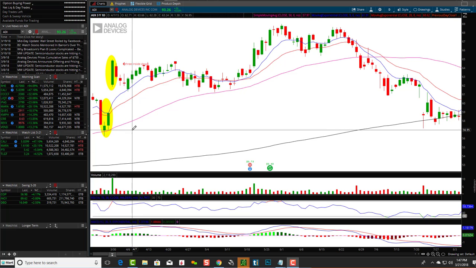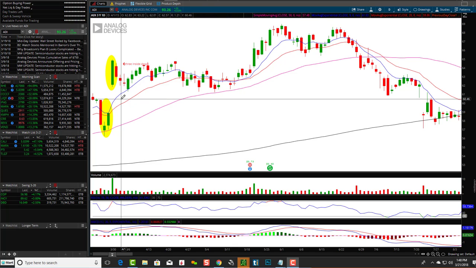Again, reversal signs doesn't mean that it's going to crash. It means it wants to gravitate back to the moving average lines, and then what it does from there, obviously you've got to watch the patterns.